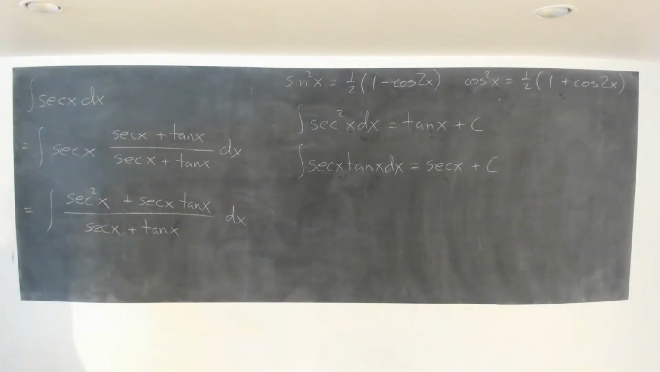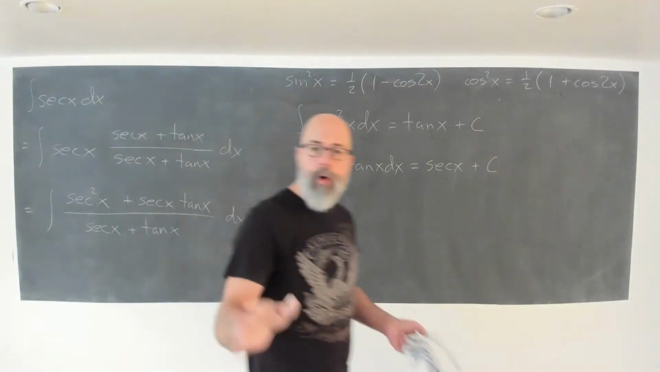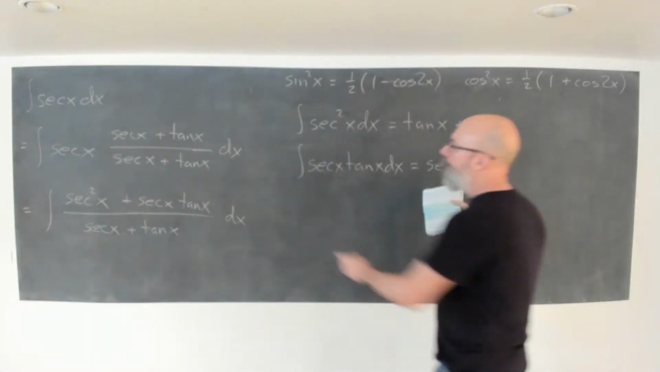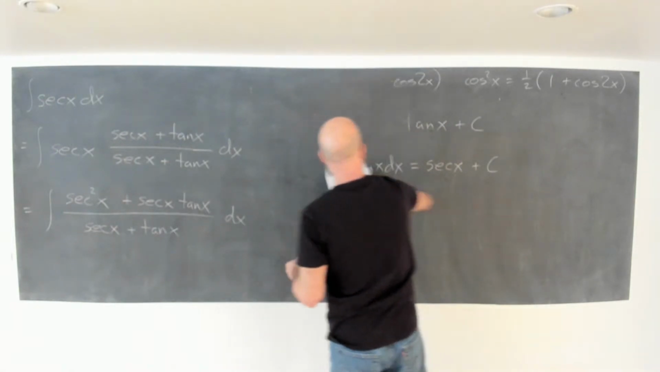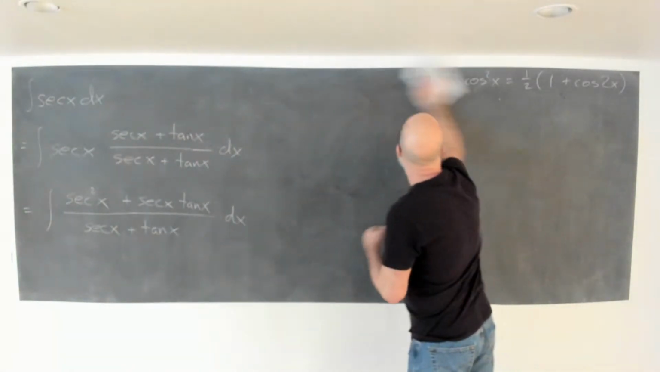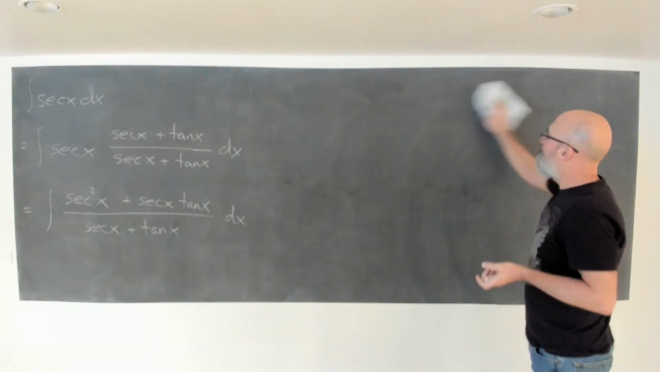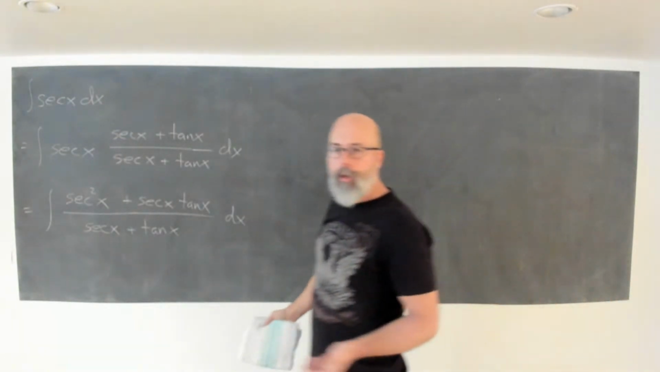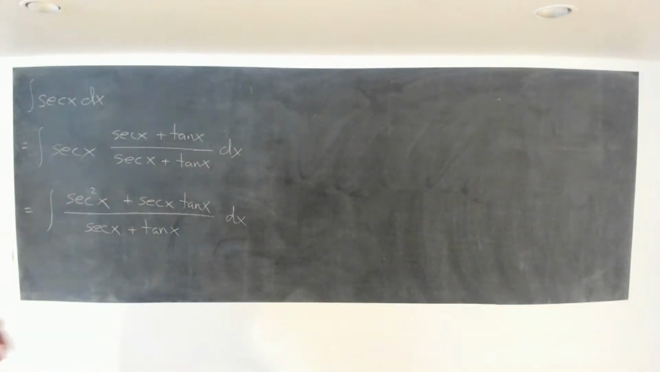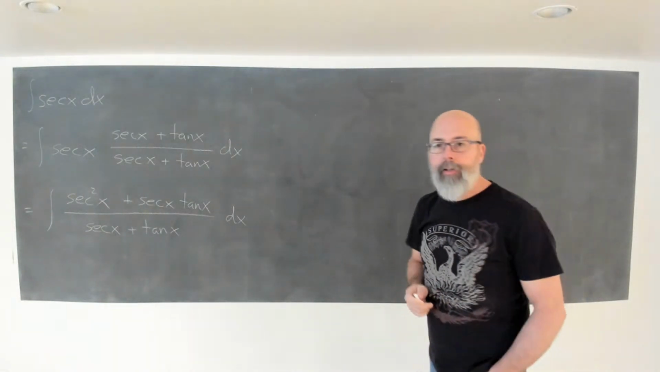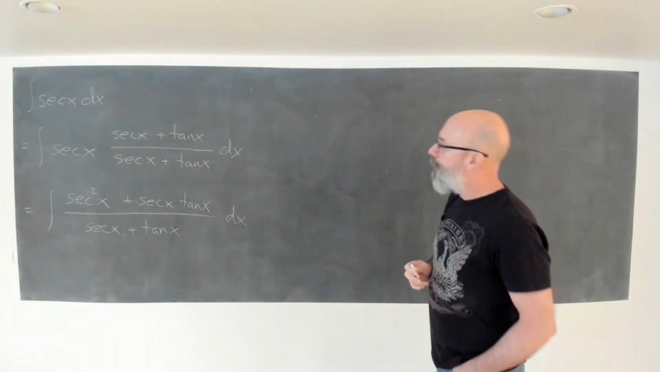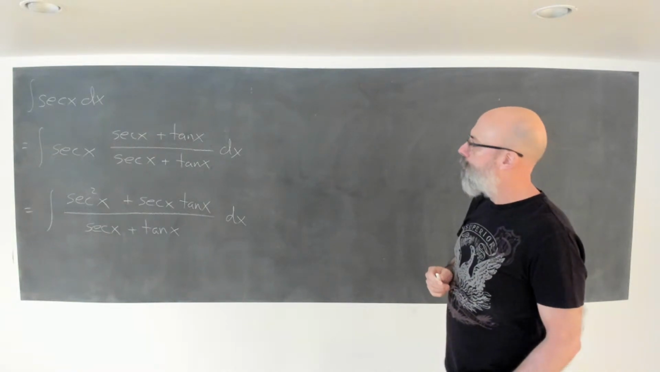And while that seemingly doesn't do very much, we multiply by 1. We just multiplied by 1, namely secant plus tan over itself. We're not changing anything. Rachel is asking how you know to multiply by this. Well, I didn't come up with that. It's the typical way to solve this integral.